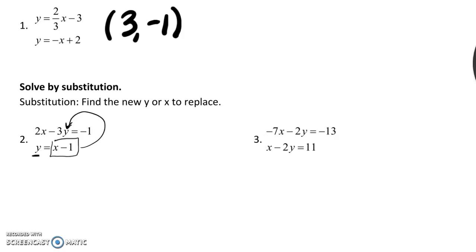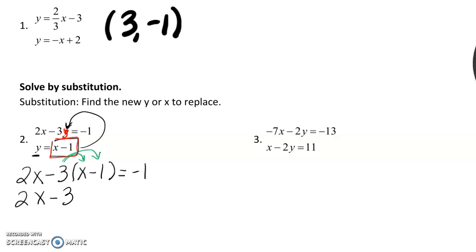So I'm going to have 2x from the first equation minus 3, and then right where that y used to be, I'm going to put x minus 1, and then I still have equal the -1. So I substitute that in. Now I'm going to distribute that -3. So I still have 2x, but now I have minus 3x plus 3 equals -1. I'm going to combine these like terms, which gives me -x plus 3 equals -1.